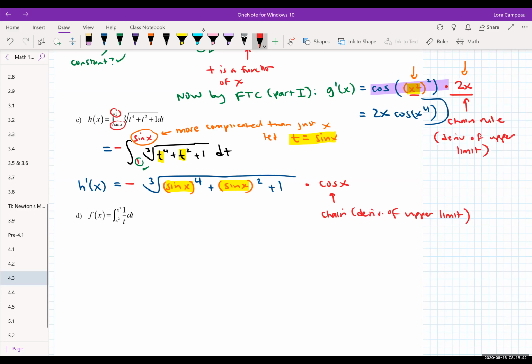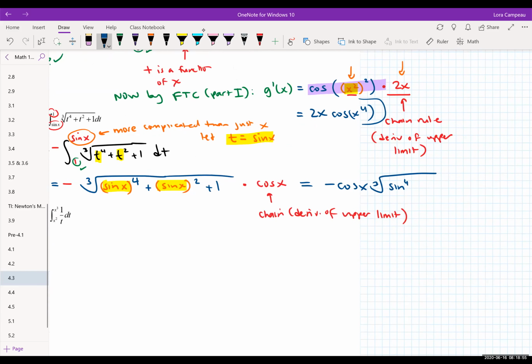So if you want to rewrite it, you can. Sometimes people will prefer to put the cosine x in front of the radical. And if you have sine of x to the 4th, sometimes people will say, why don't you write it in the prettier version, like sine squared x plus 1. But for the most part, it does its purpose just nicely.